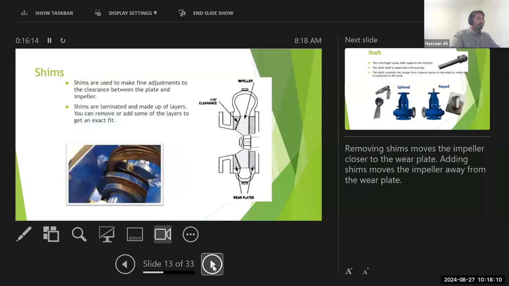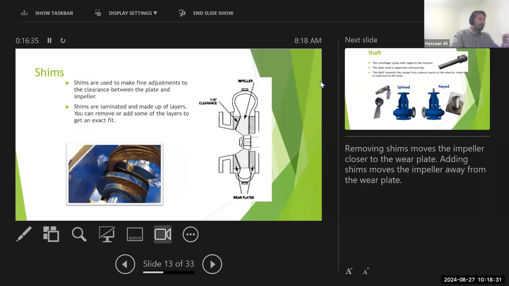Then shimming of the pump is very important as well. Sometimes the design and the size of the wear plate is very specific. Sometimes you want to adjust that clearance. In that case, you actually use what we call shims. Shims are there to make very fine adjustments to the clearance between the plate and the impeller.